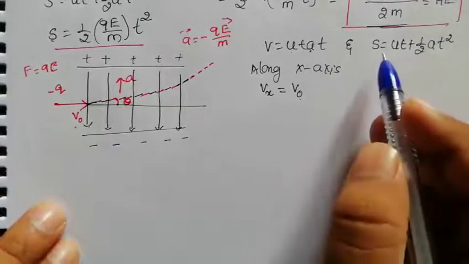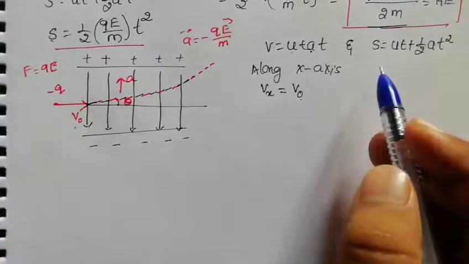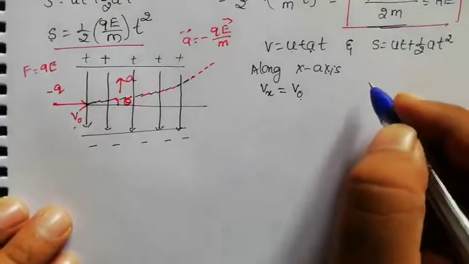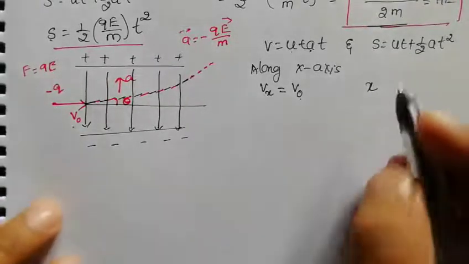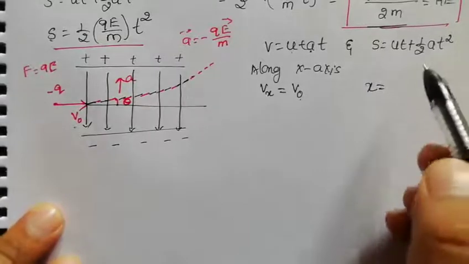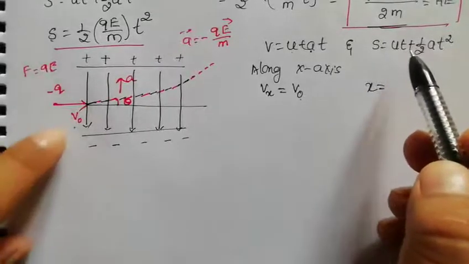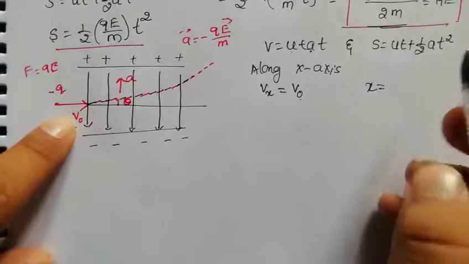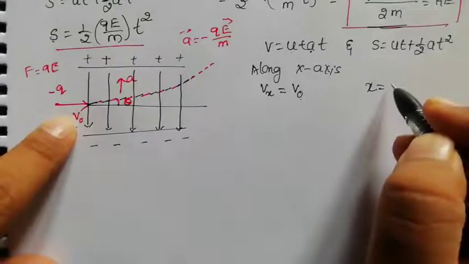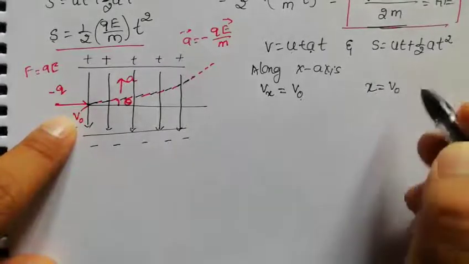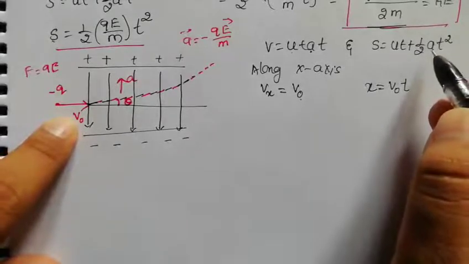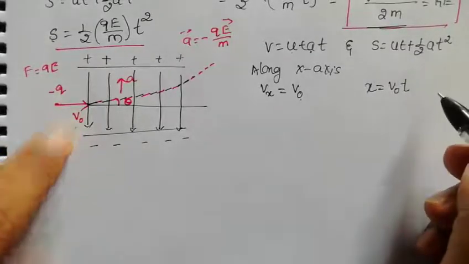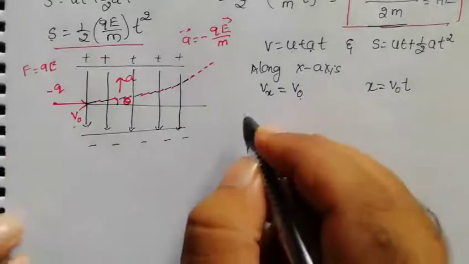Now look at this case. Displacement along the x component, s, is already taken as x. That is equal to the velocity along the x component, v naught, into the time taken t, and the acceleration is 0, so there is no second term. Now look at along the y-axis.